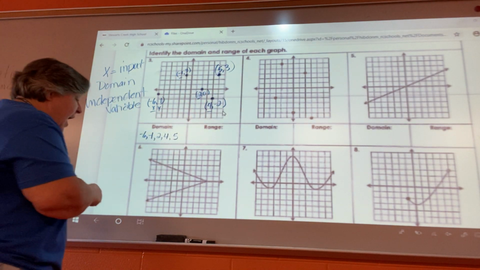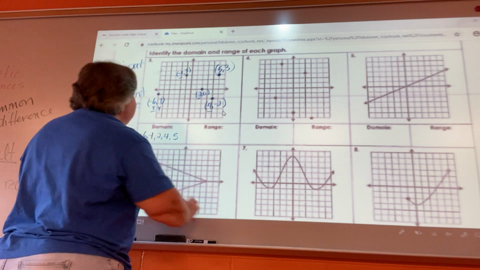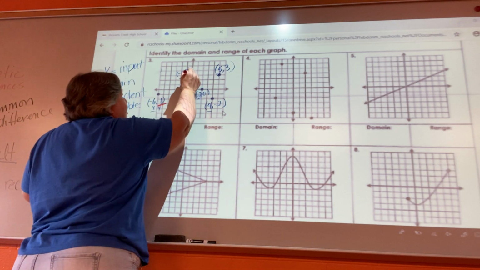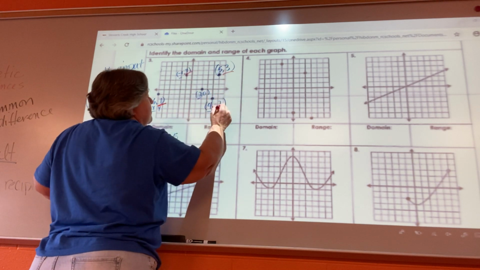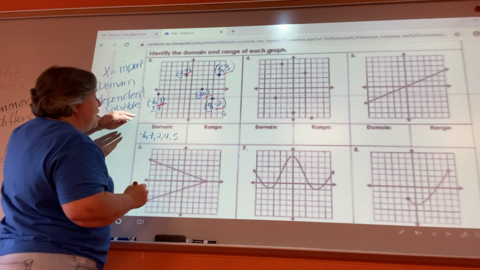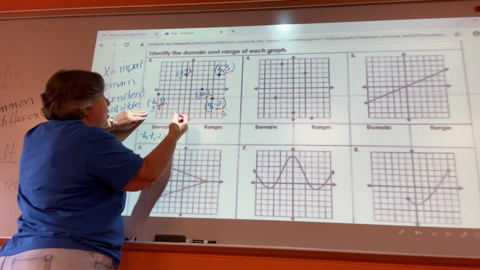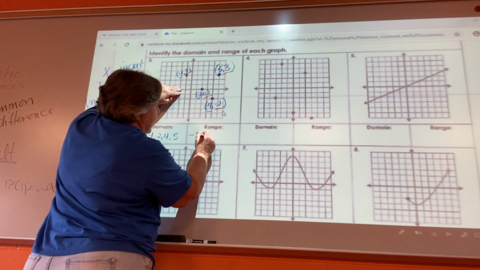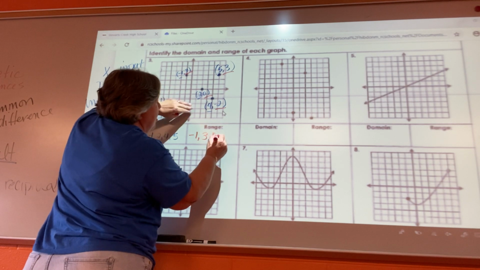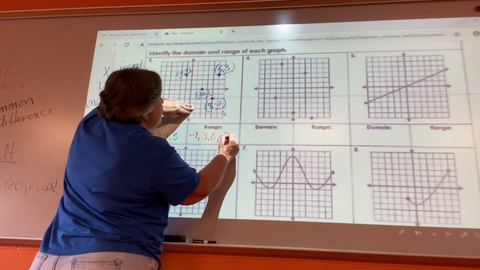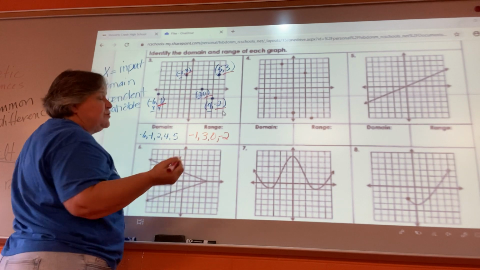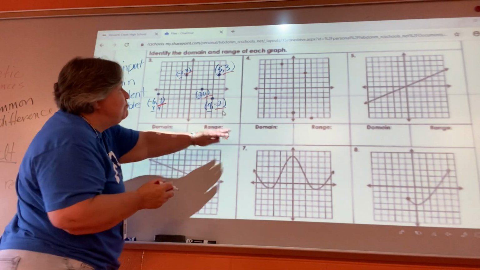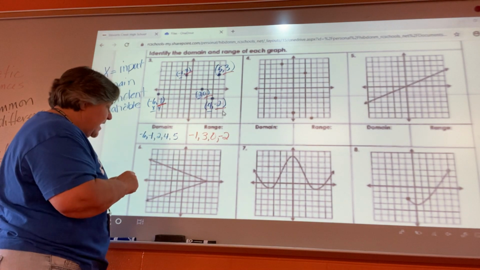So let's do the y, or the range. I'll change colors in case you can zoom in and see this better. So the range is the y values. I've got -1, I have 3, I have 0, I have -2, and I have 3 again. So there's no reason to put that one up there again. So you should be able to do this one the same way.